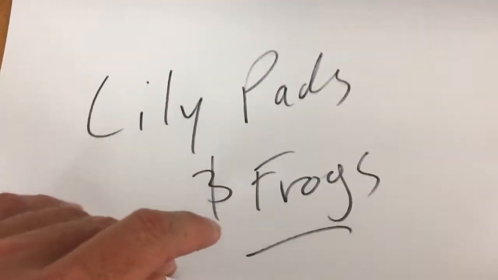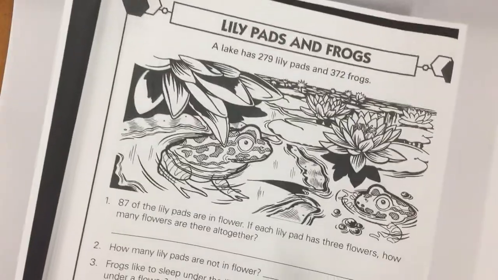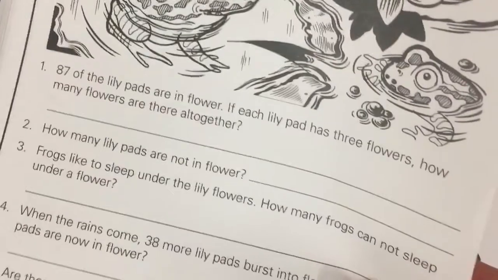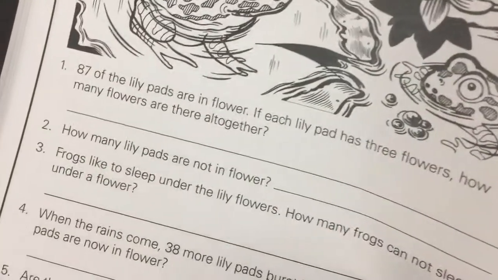Let's have a look, guys, okay? This is what the sheet looks like, just like that. There you go, and you're probably doing it. So, here we go. Question number 1 says, 87 of the lily pads are in flower. If each lily pad has 3 flowers, how many flowers are there altogether?